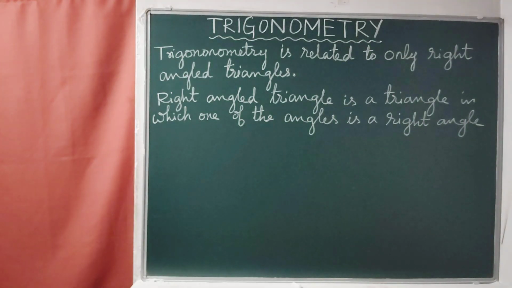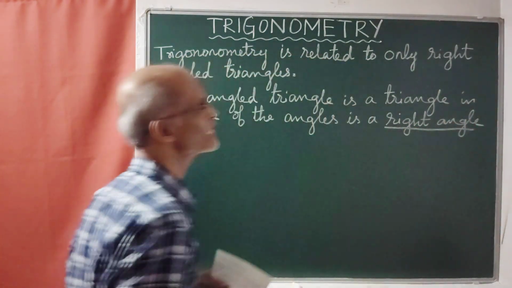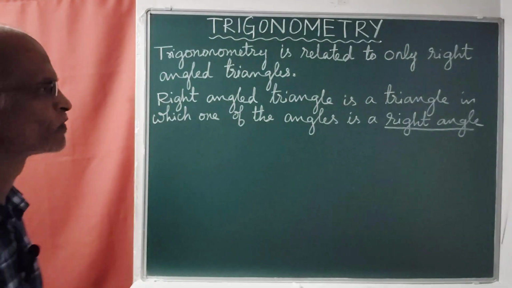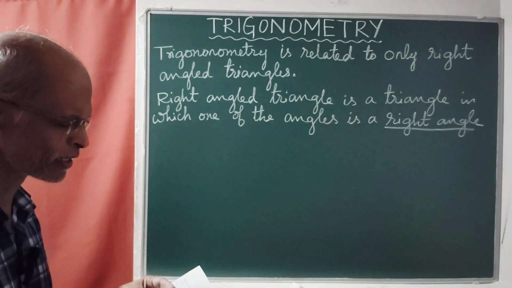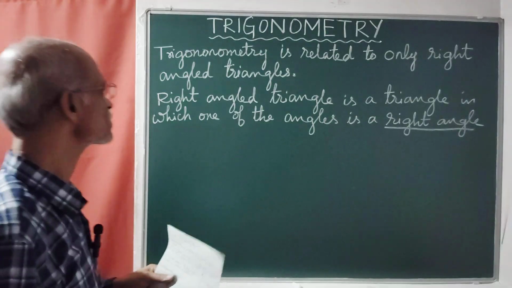A right angle triangle is a triangle in which one of the angles is a right angle. Now, what do you mean by right angle? The right angle is an angle which measures 90 degrees. Okay.